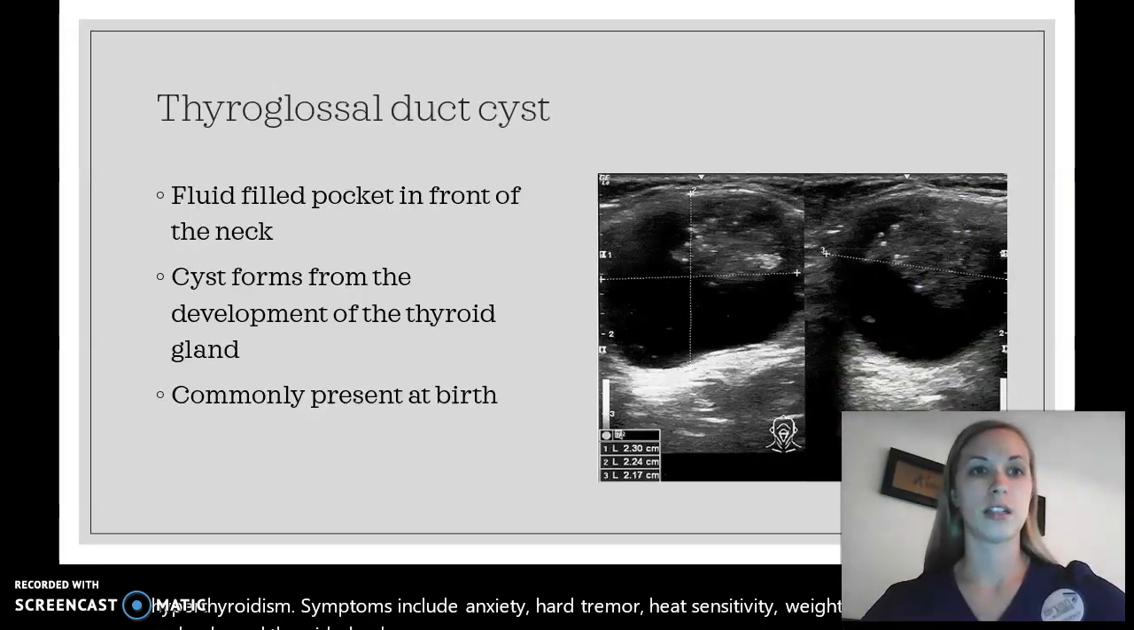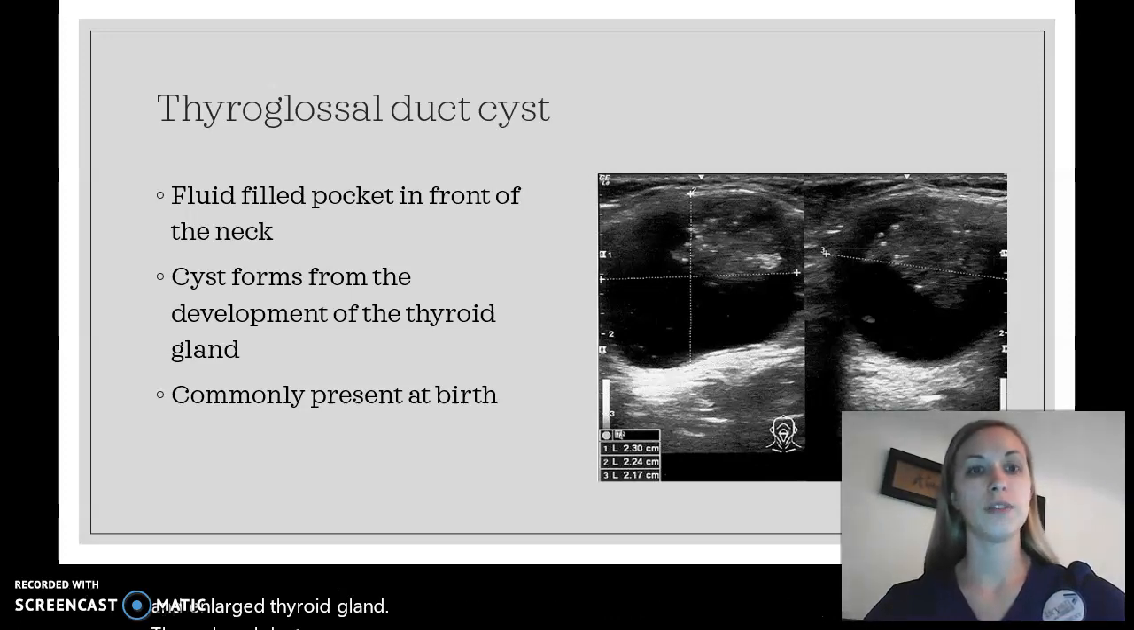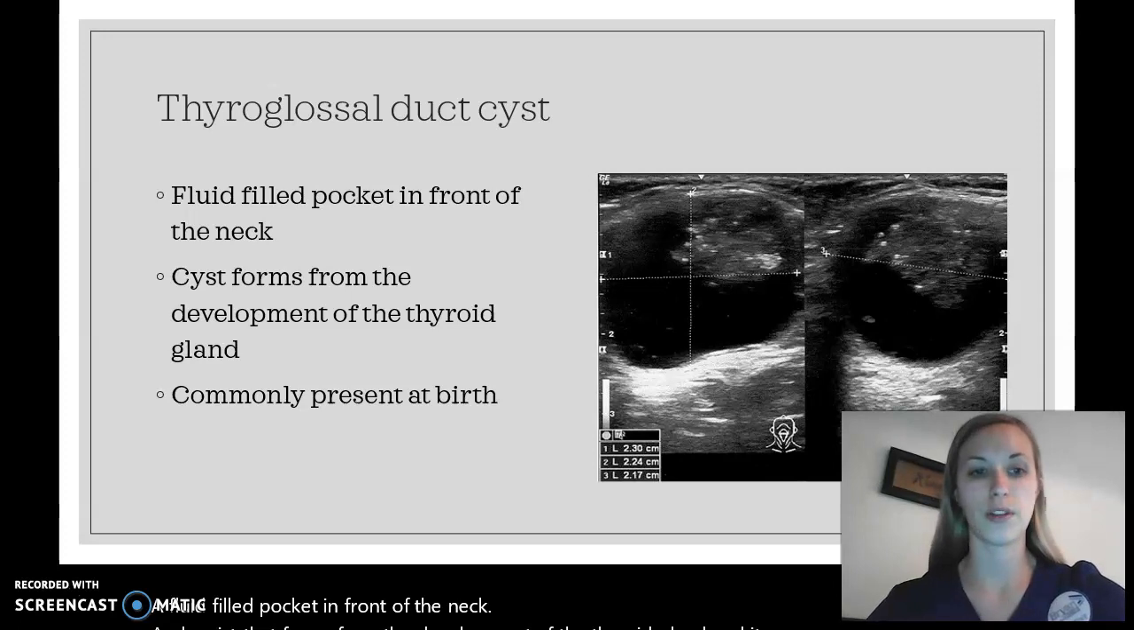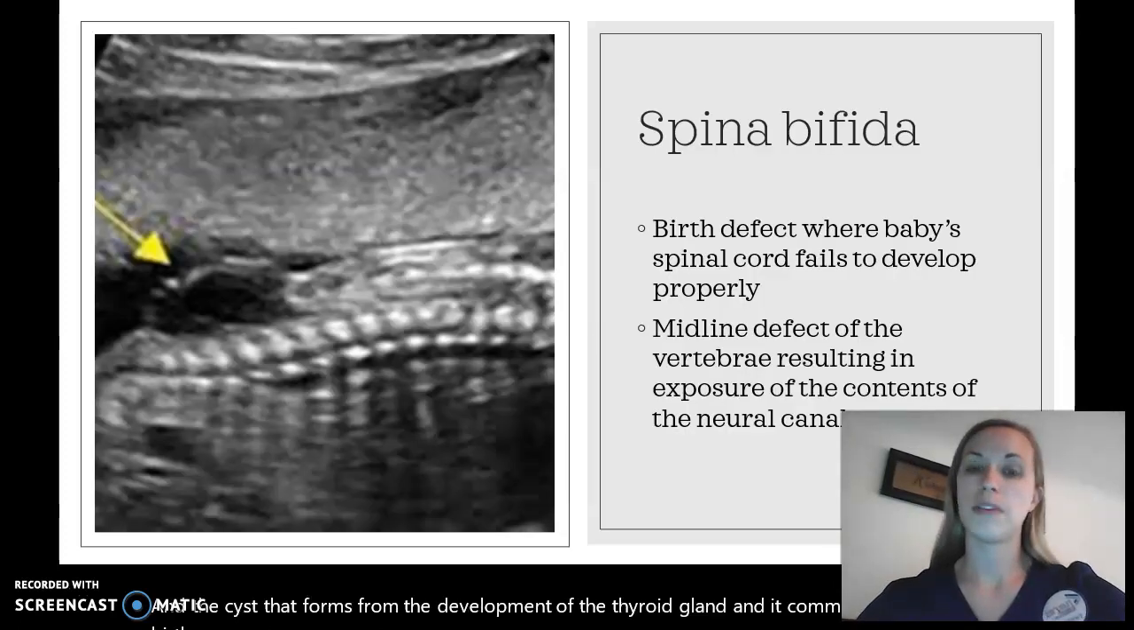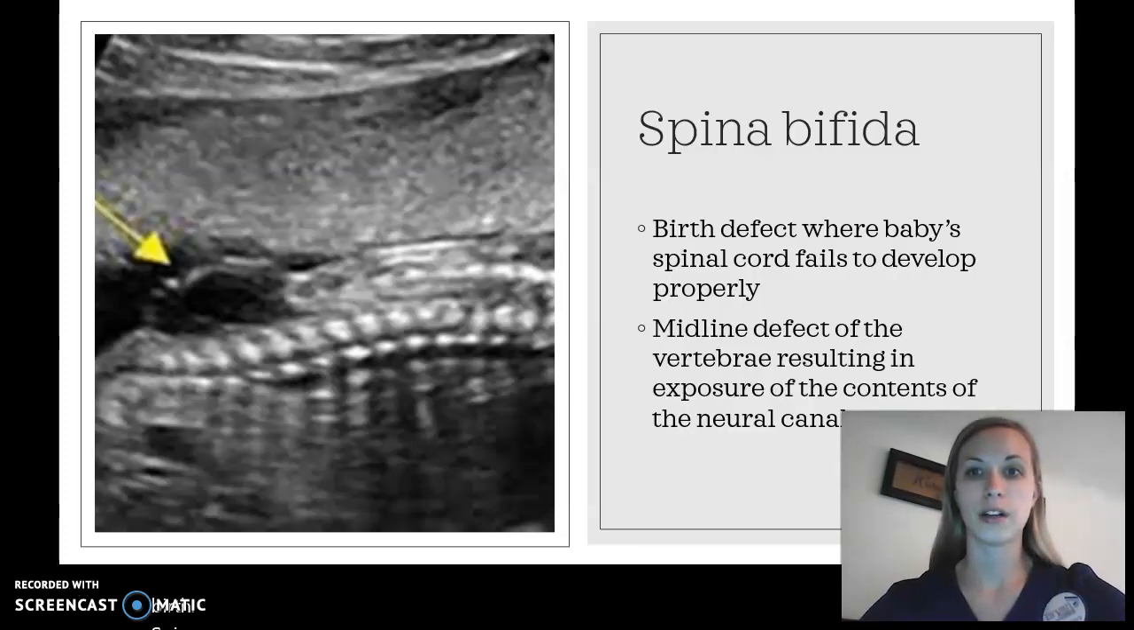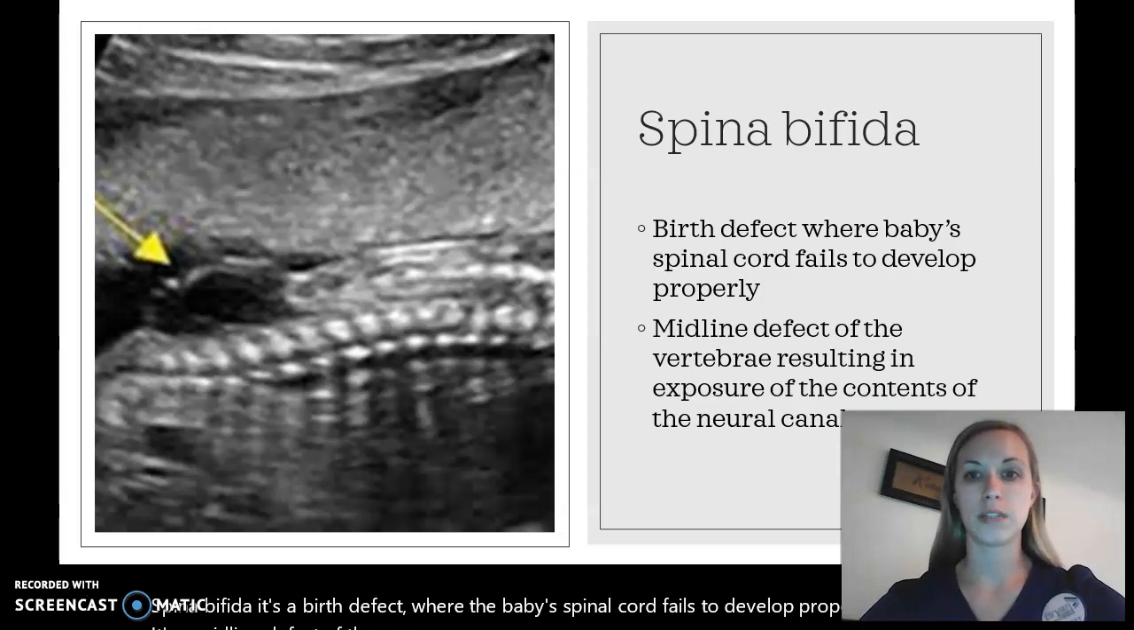Thyroglossal duct cyst. It's a fluid-filled pocket in front of the neck. It's a cyst that forms from the development of the thyroid gland, and it commonly presents at birth. Spina bifida. It's a birth defect where the baby's spinal cord fails to develop properly. It's a midline defect of the vertebrae resulting in exposure of the contents of the neural canal.